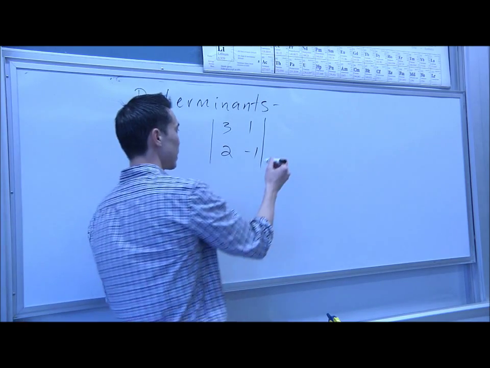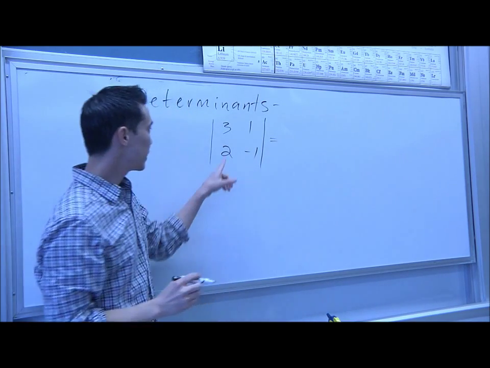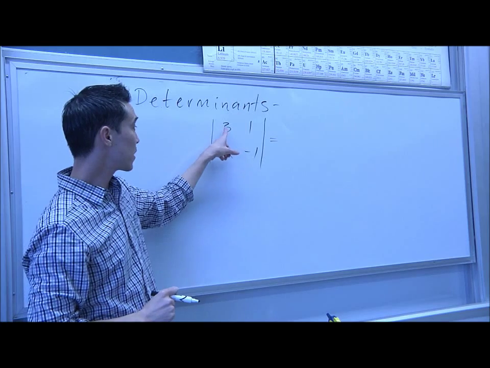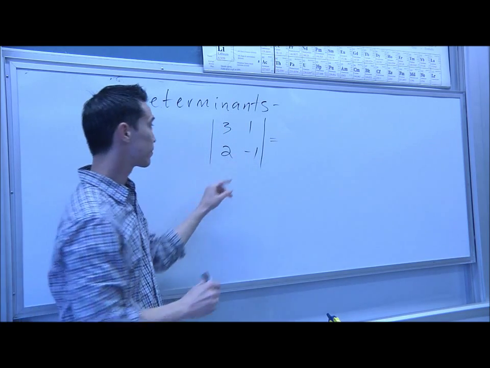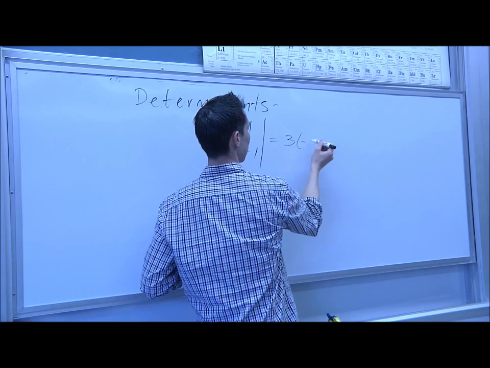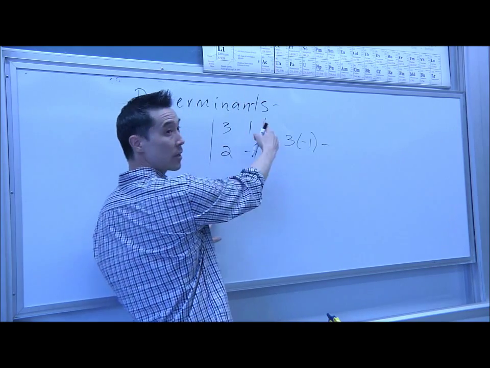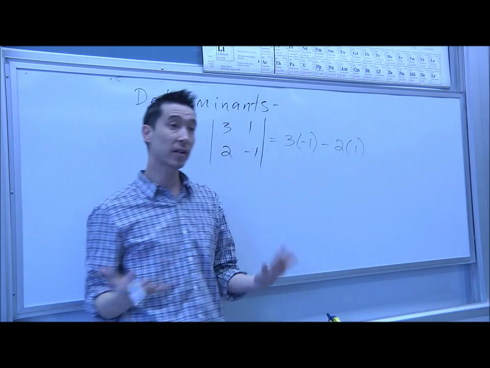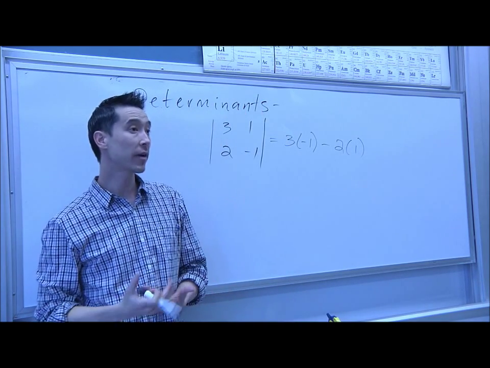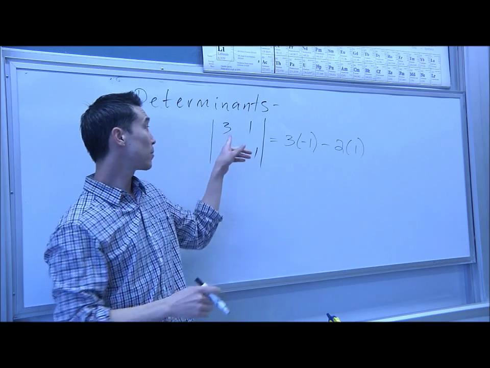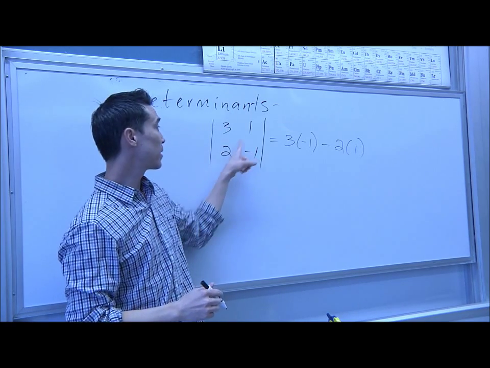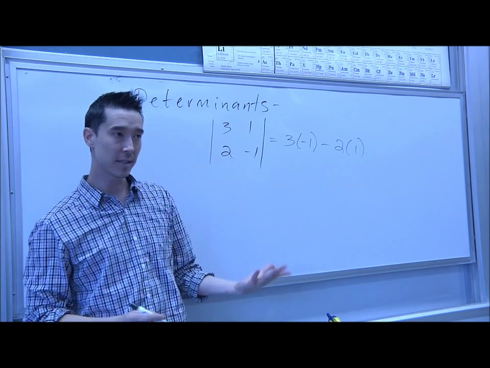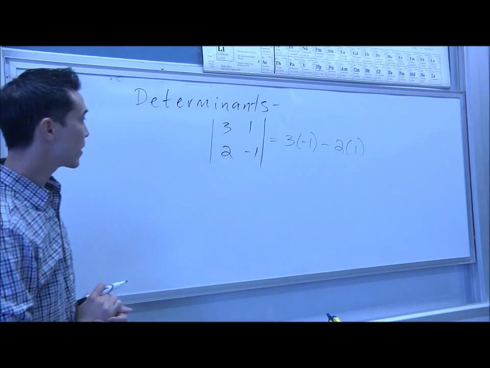So, it's really simple. You start with the top left, and you do this diagonal. 3 times negative 1, minus, and then you do the other diagonal, 2 times 1. Okay? And that's something you guys frankly have to memorize. That's how you evaluate a 2 by 2 determinant. Start with the top left, this diagonal, minus this diagonal. Okay? That's it. So if you can evaluate that for me, please.